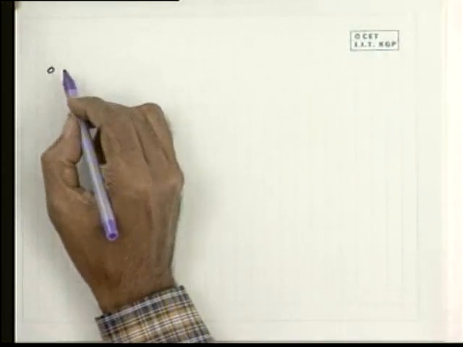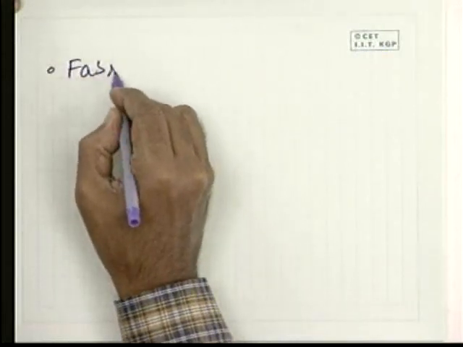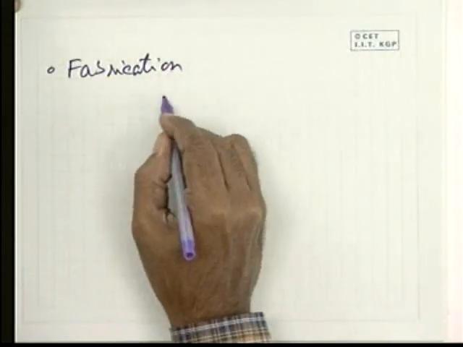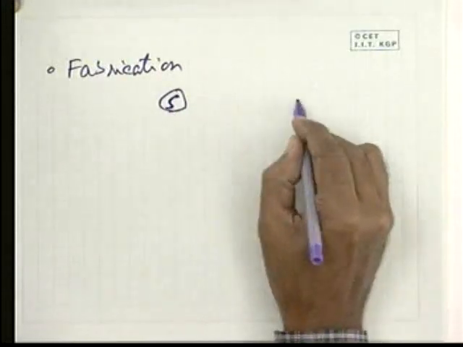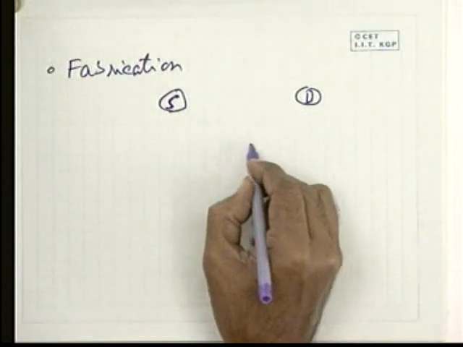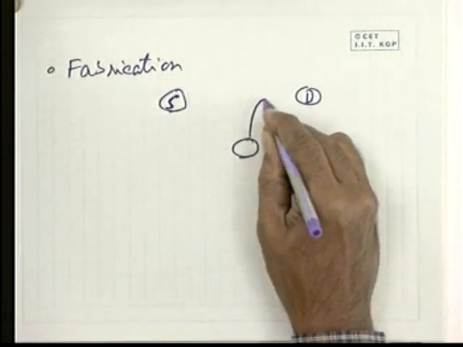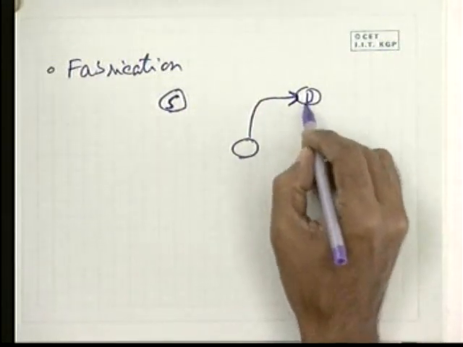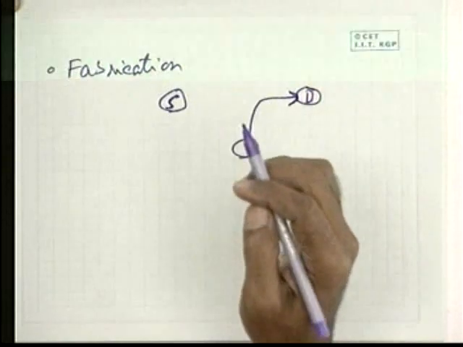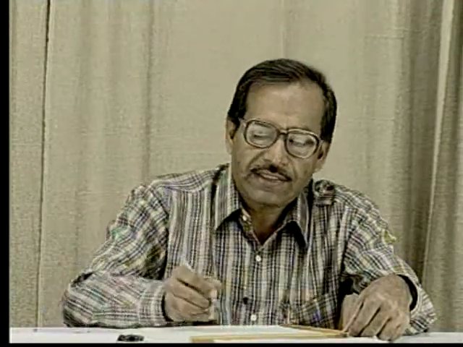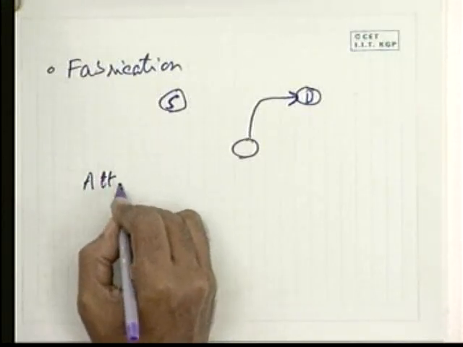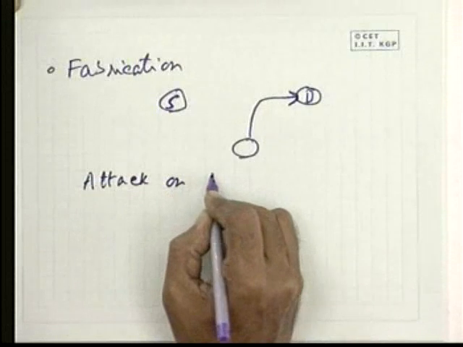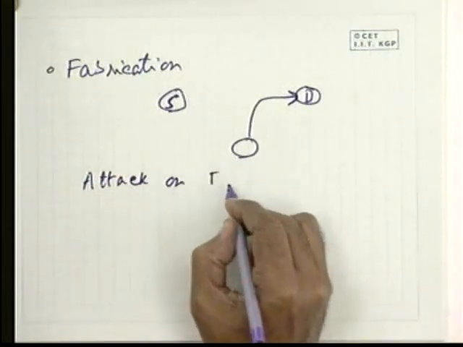The fourth type is fabrication. In fabrication, you have your source and destination here. There is a third party. The source has not sent anything, but the third party is sending something to the destination. So the destination has received some spurious information or message which has not been sent by a well-known or known source. And this we can call an attack on authenticity.